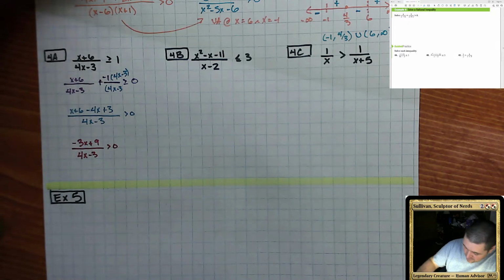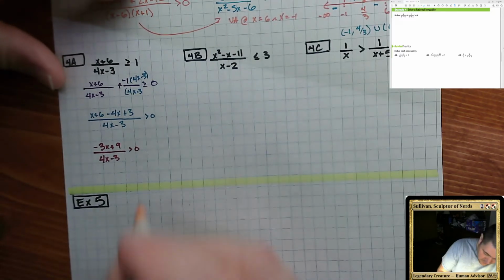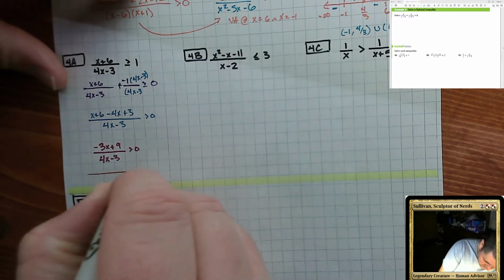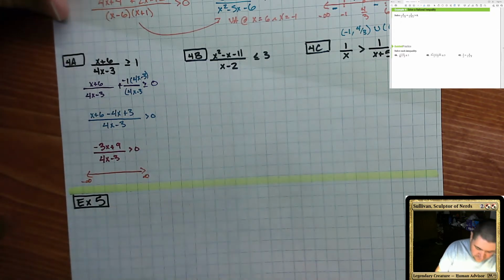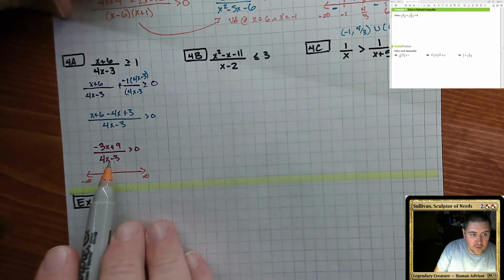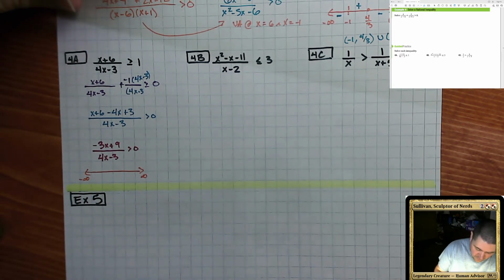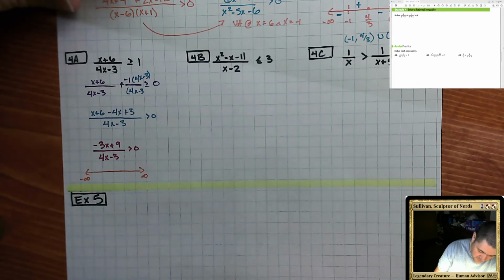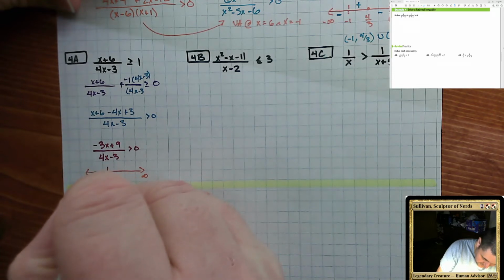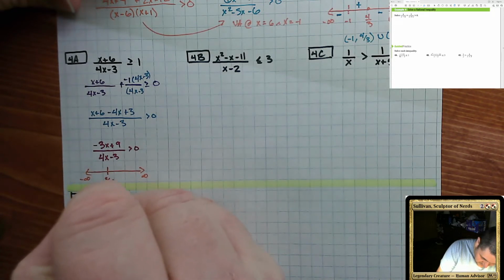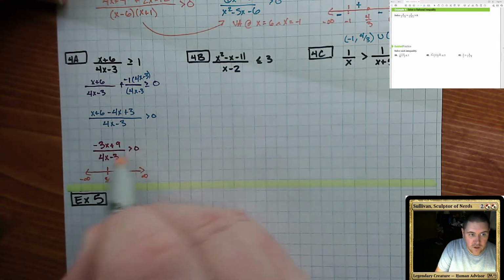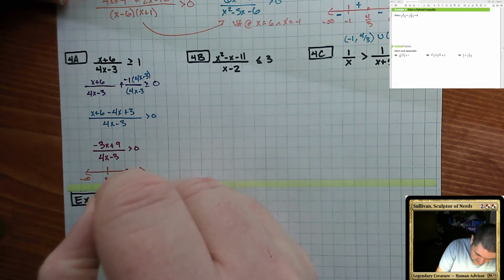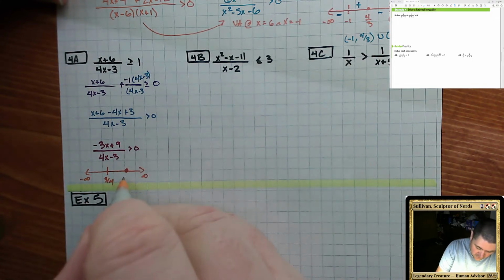Look for your x-intercepts and your asymptotes. Negative infinity to infinity. Vertical asymptote at 3/4. And what's the other one going to be? Positive 3. So asymptote at 3/4. Set my numerator equal to 0. Subtract 9, divide by 3. Get x-intercept at 3.